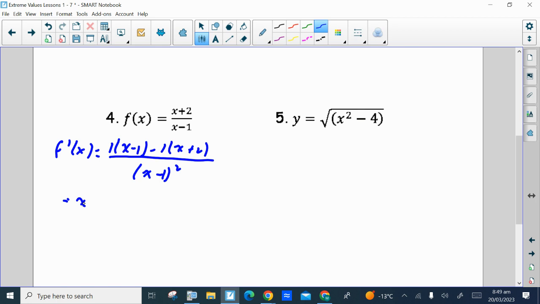So that's going to give us (x minus 1) minus (x minus 2) all over (x minus 1) all squared. So the x's are going to cancel. Negative 1 take away 2 is negative 3 over (x minus 1) all squared.